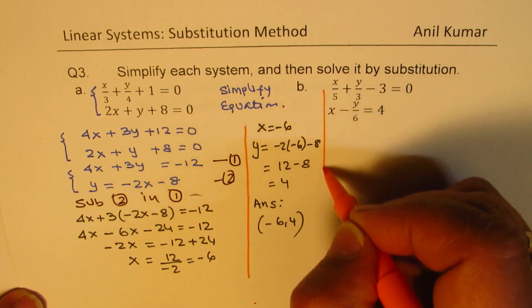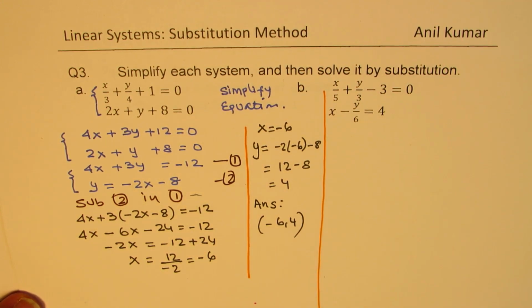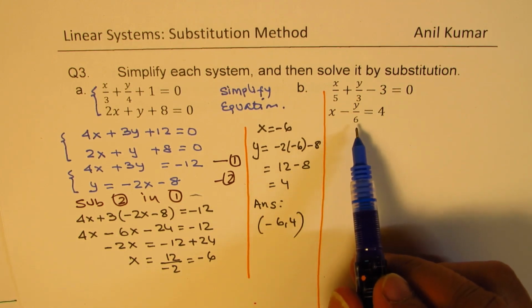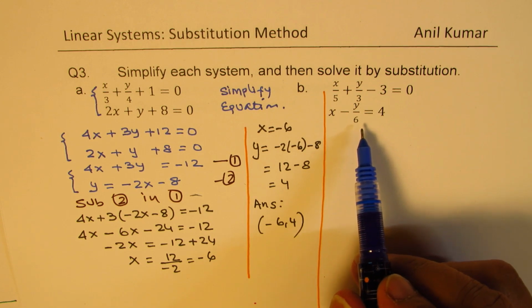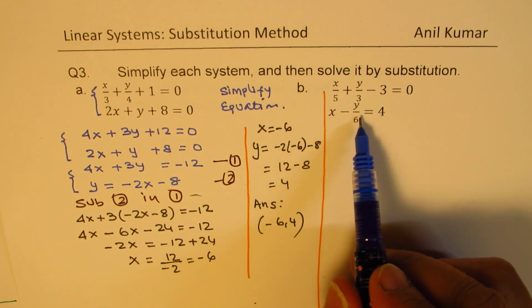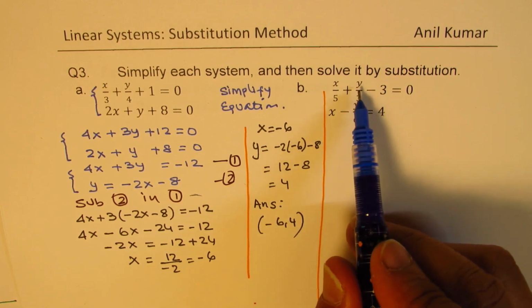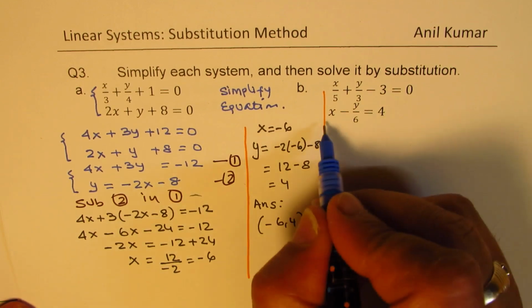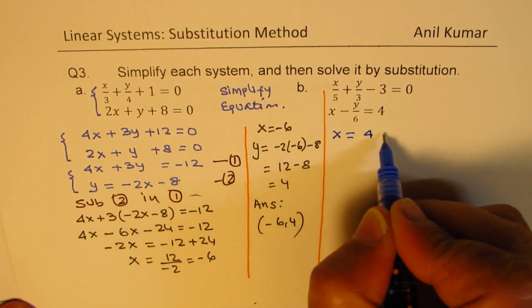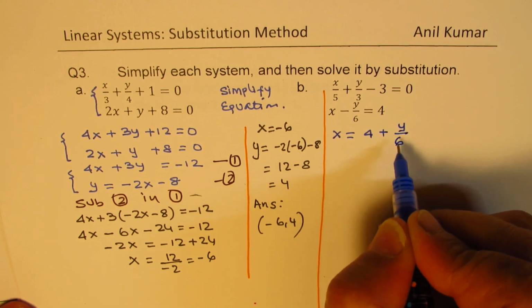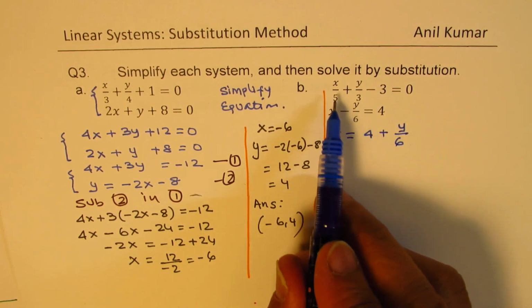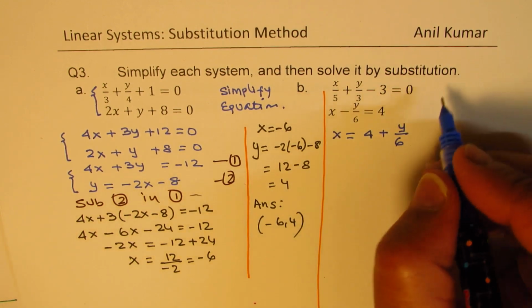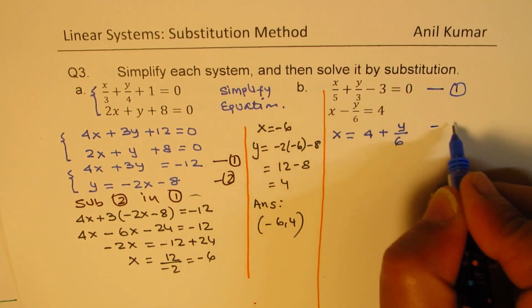Now let's do part B of this. Again, the first equation involves fractions. The second also involves fractions. So what we are going to do here is basically substitute the value of x into the second equation. We need to isolate also, right? So from this second equation, we can say x is equal to 4 plus y over 6, right? That is the value of x. So I'm substituting x over 5 with this value. So let me call this my equation 1 and this equation 2.